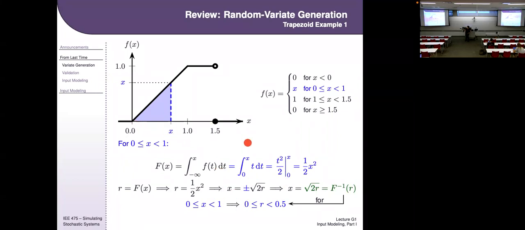Because the x's are all positive, I'm going to select the plus so that I have x is equal to square root of 2r. And that tells me that for x from 0 to 1, r is going to go from 0 to 0.5. And so that part of the task is done.